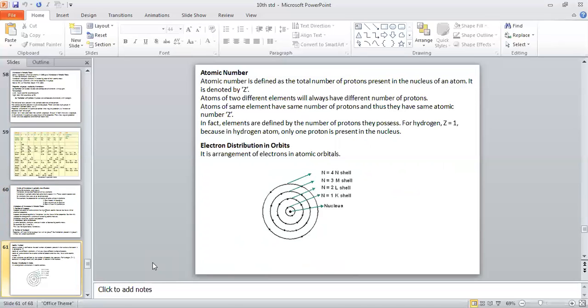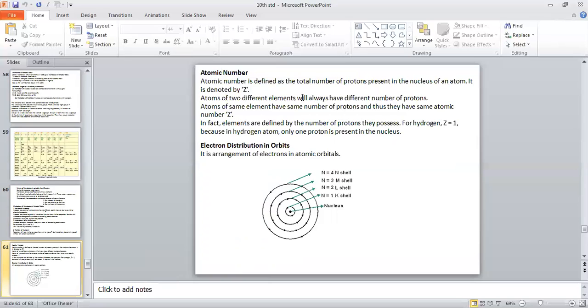After this, we will study the next classification of these elements in the periodic table. It is given by Moseley and it is based on this concept. So first we will study the atomic number. Atomic number means the total number of protons present in the nucleus and it is denoted by the symbol Z.